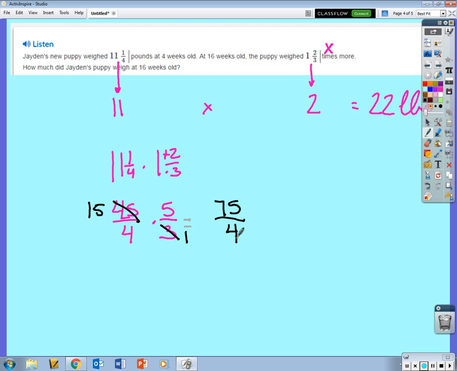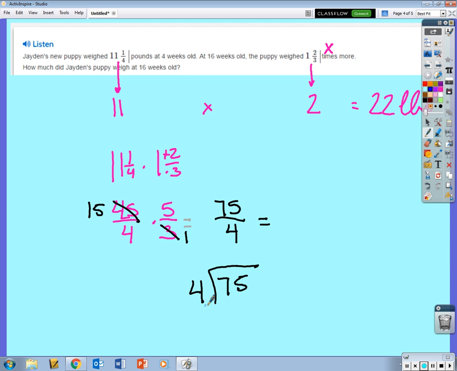We don't want to leave this answer like this. I don't say, hey, you know what? I weigh 75 fourths pounds. We just don't talk like that. We need to make this so we can communicate effectively mathematically. This is just a fancy way for saying 75 divided by 4. Now, because I'm looking for a mixed number, I don't need to put a decimal here.